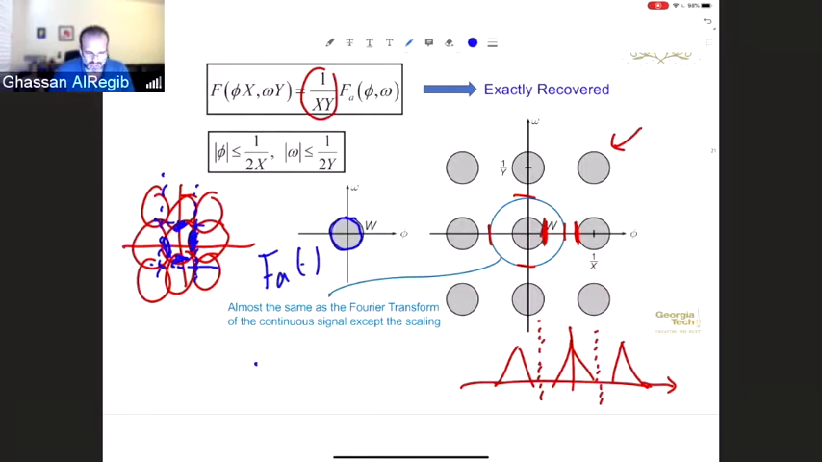So aliasing in this case is happening in both directions, or it can happen in only one direction. Maybe capital X satisfies the condition but capital Y does not, or vice versa, or both don't satisfy it, as in this case. In that case, I have aliasing happening, and I cannot fully recover the signal capital F sub A, or f sub a.